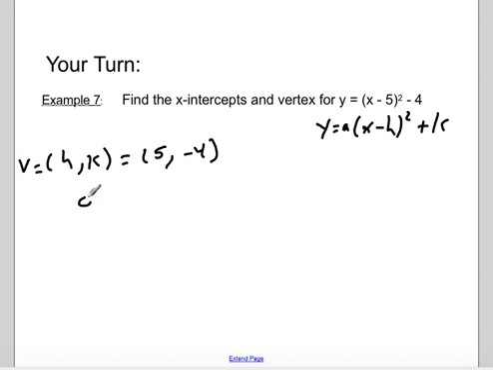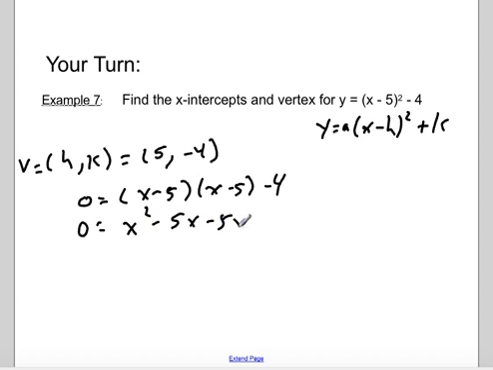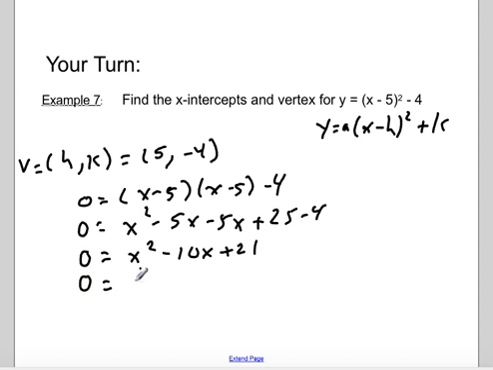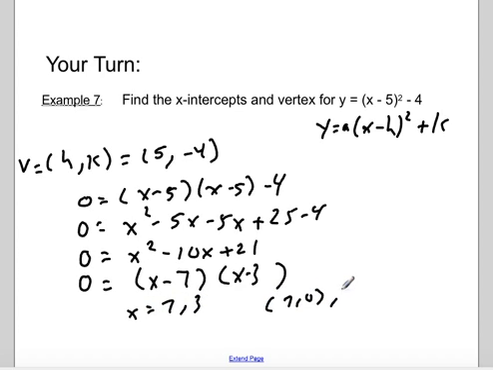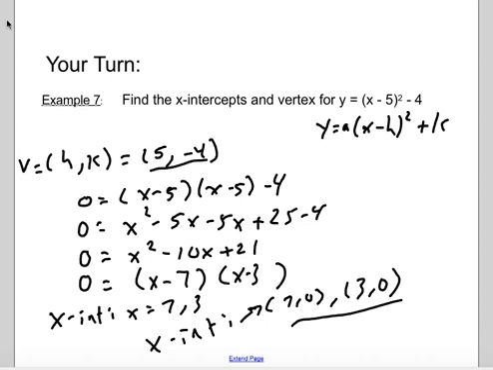And then to find my x-intercepts, I'm going to take x minus 5 and multiply by x minus 5. FOILing that out, I get x squared minus 5x minus 5x plus 25 minus 4. So really I've got x squared minus 10x plus 21. Again, use your quadratic formula or use factoring. You can find your a, b, and c if you're going to use the quadratic formula. What multiplies to give me 21 and adds to give me negative 10? It's got to be negative 7 and negative 3. So then I get x equals 7 and 3. So those are my x-intercepts, or I can write them as ordered pairs if I want. So vertex and x-intercepts, there they are.